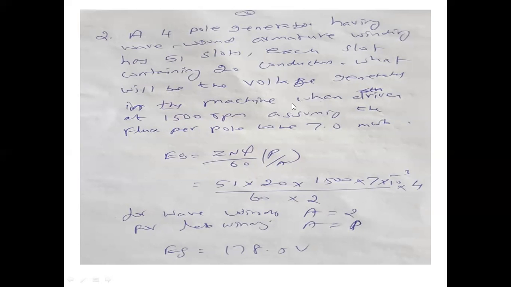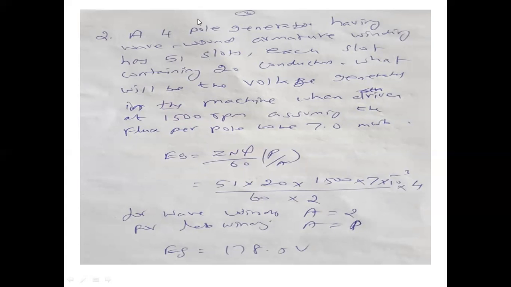In this case, to determine the generated voltage, we can use the formula Eg equal to ZNφ divided by 60 times P by A, where Z is the number of conductors. They have not directly given the number of conductors; they gave the number of slots and each slot contains 20 conductors. So we have to determine the total number of conductors, nothing but the number of slots multiplied by the number of conductors in each slot. So Z is 51 into 20, multiplied by N, the speed 1500 RPM, and the flux per pole is 7 milliweber. So 7 into 10 to the power minus 3, divided by 60.